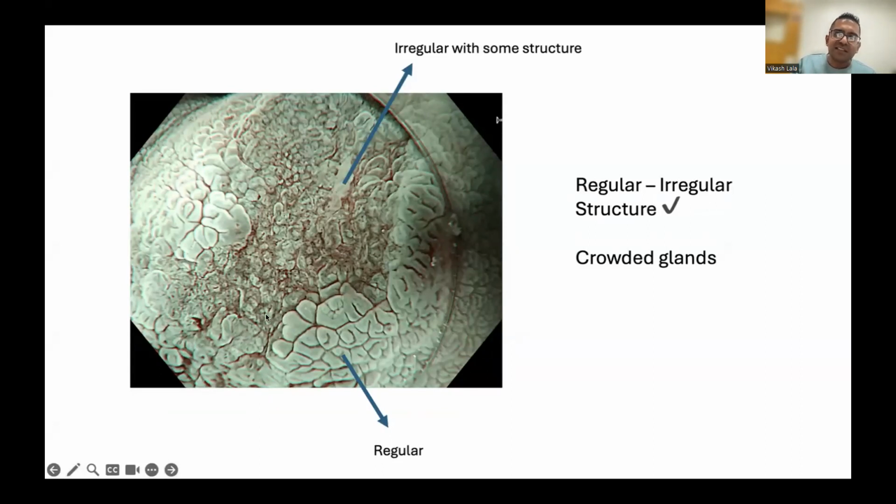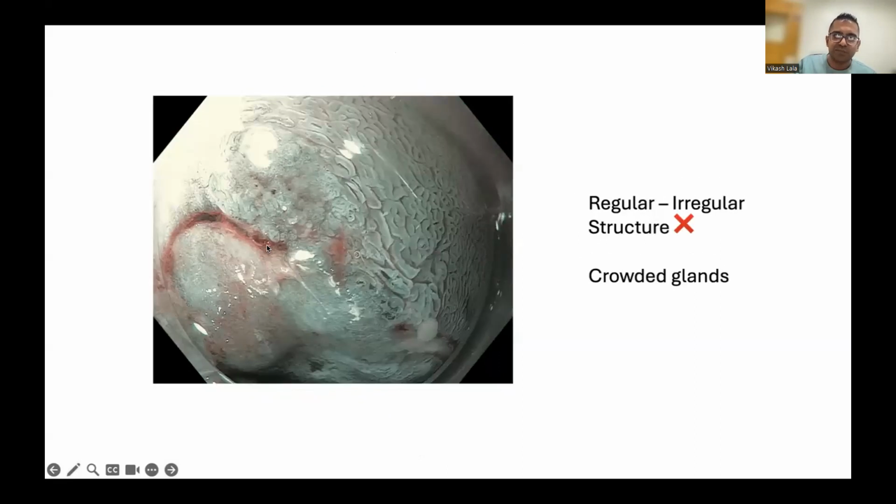But there is still some vascular structure within it. Yes, the glands are crowded, but there's areas where you lose glands. However, there still is some vascular structure.